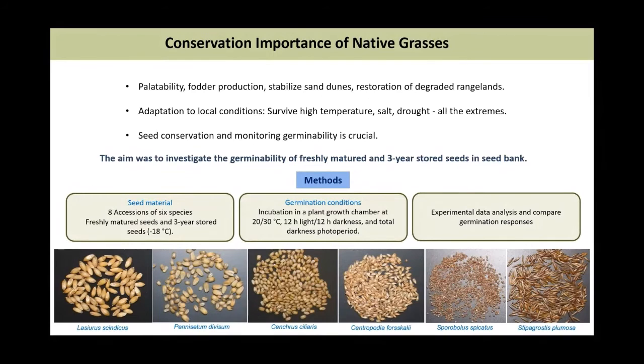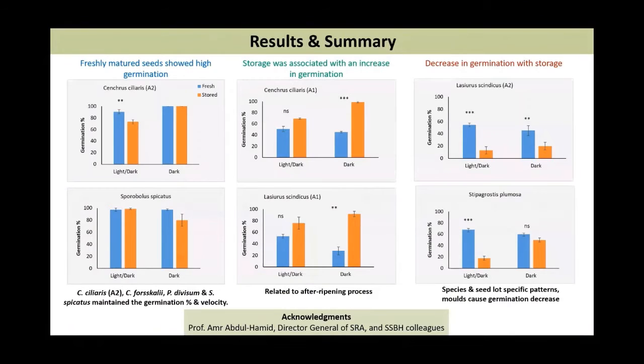at 20-30 temperature, as we found this optimal for these species. The germination data were analyzed and responses were compared. The results show that freshly matured seeds showed higher germination and velocity. Synchronous accession to Synthropodia, Penicitum, and Sporobolus maintained germination percentage and velocity during storage.